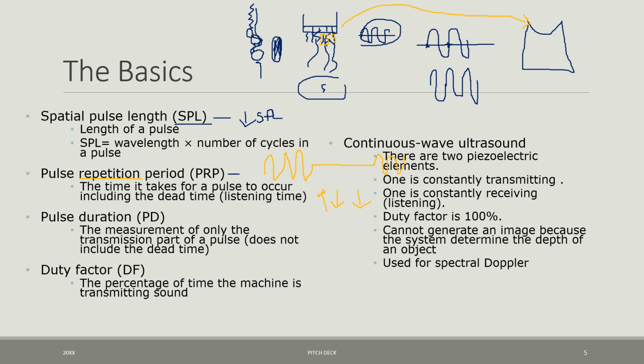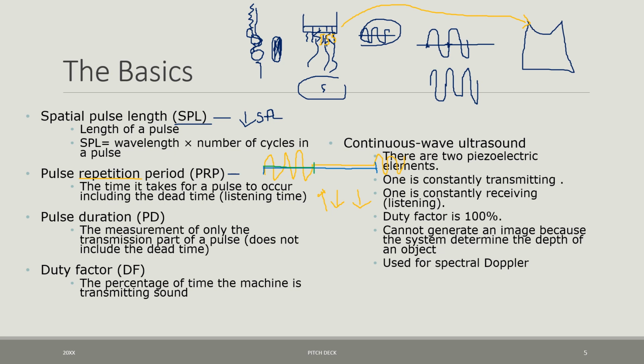Now, pulse duration is another important component to look at here. Pulse duration is very similar to our pulse repetition period, except rather than looking at the whole time it takes of production and listening time, like pulse repetition period does, it only looks at the pulse production time. So pulse duration is the measurement of only how long it took to produce a pulse.